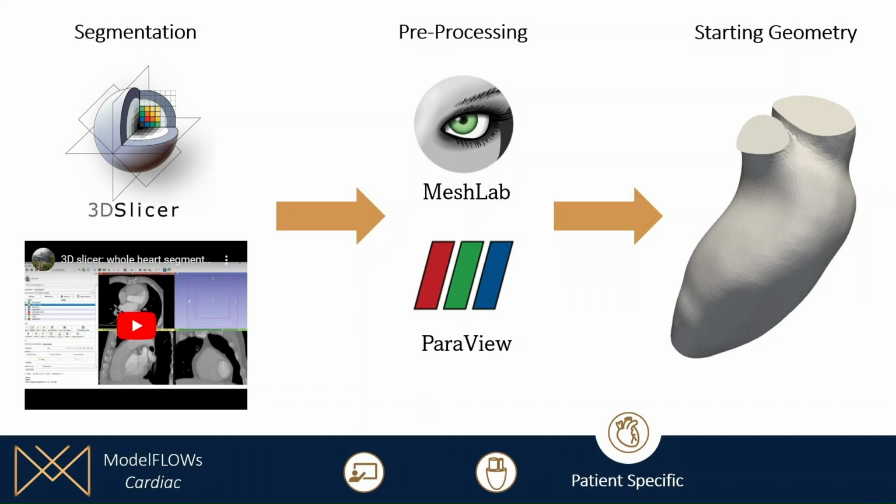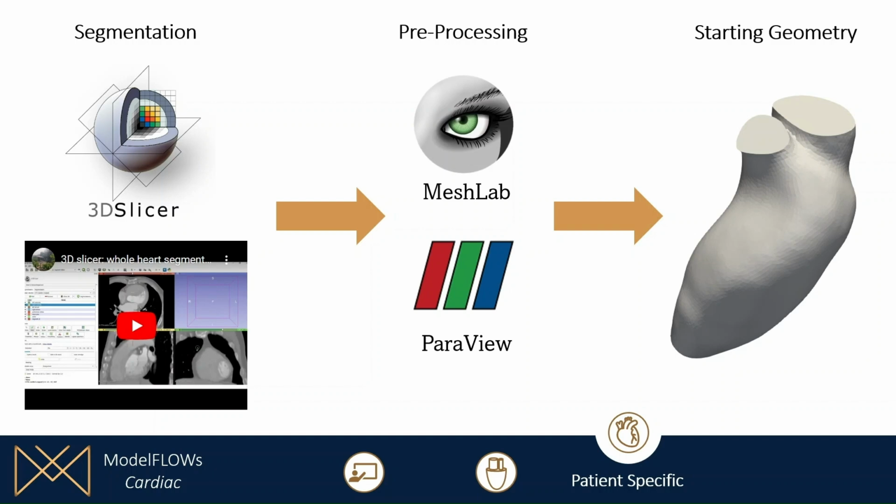You can see here the scheme of how we're going to do this. First, we're going to use 3D Slicer to do the segmentation from our cardiac tomography scans. I also leave you here the video of how to do the whole heart segmentation. In our case, we're just going to segment the left ventricle, the aorta, and the left atrium. Then we're going to pre-process this to cut the unnecessary parts of the left ventricle and redimension it, close the holes and all, and get this kind of starting geometry.